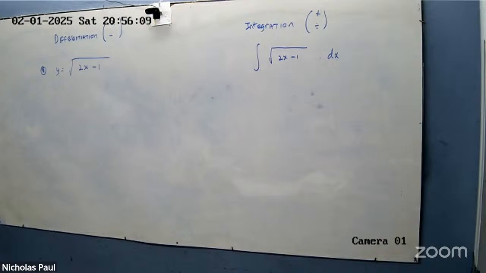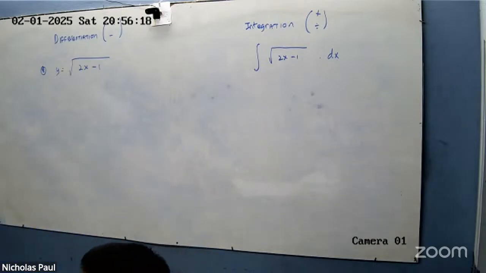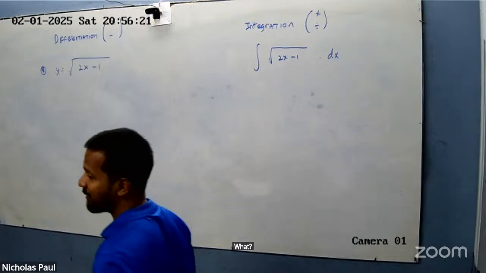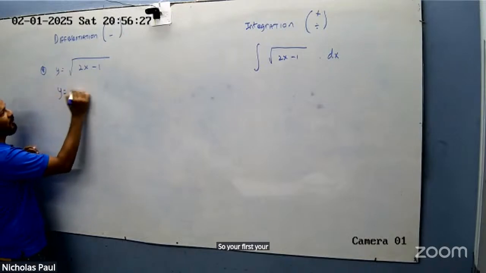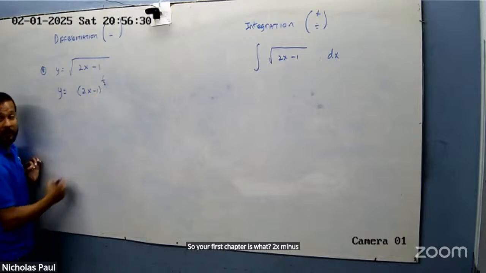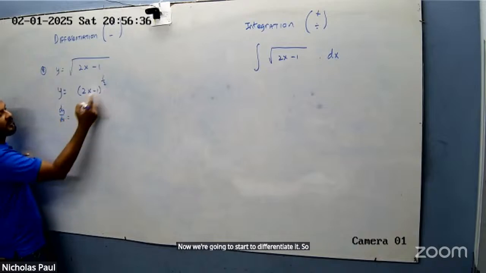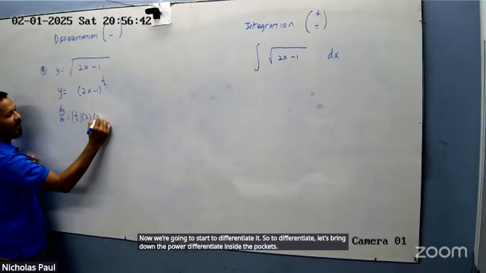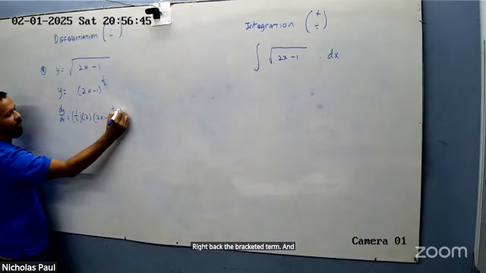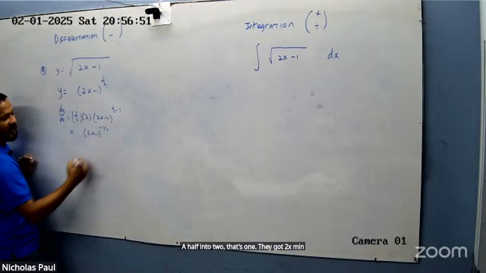And the other part, the integration of the minor. So your first step is what? 2x minus 1 to the half, right? Now we're going to start to differentiate it. To differentiate this, bring down the power, differentiate inside the bracket, write back the bracketed term, and minus 1 from the power. A half into 2, that's 1. So you get 2x minus 1 to the minus a half.